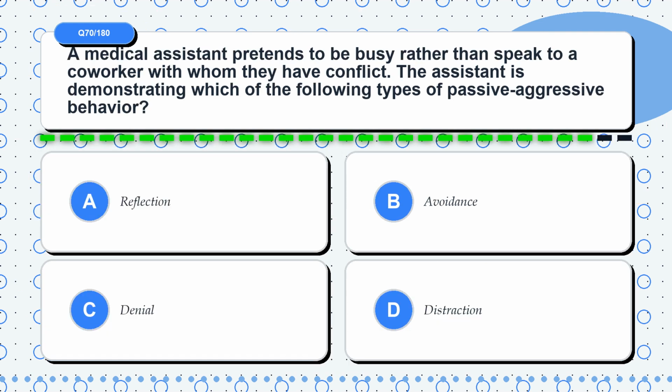Question 70. A medical assistant pretends to be busy rather than speak to a coworker with whom they have conflict. The assistant is demonstrating which of the following types of passive-aggressive behavior? Here are the options. Option A. Reflection. Option B. Avoidance. Option C. Denial. Option D. Distraction.